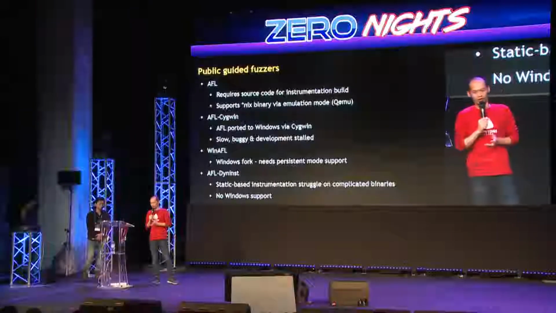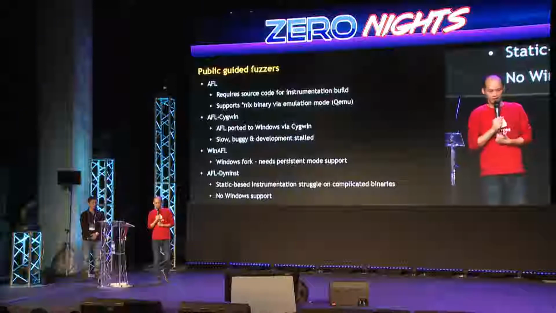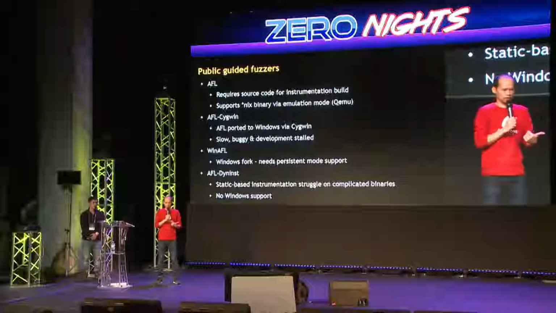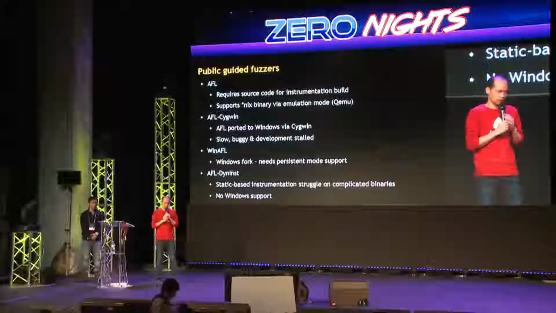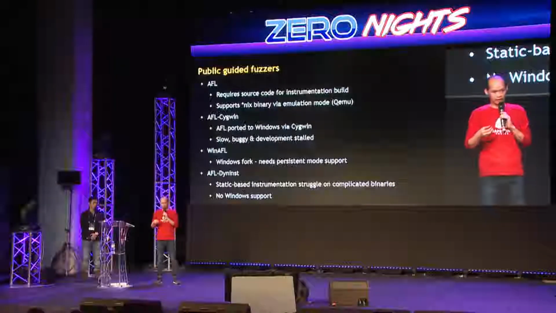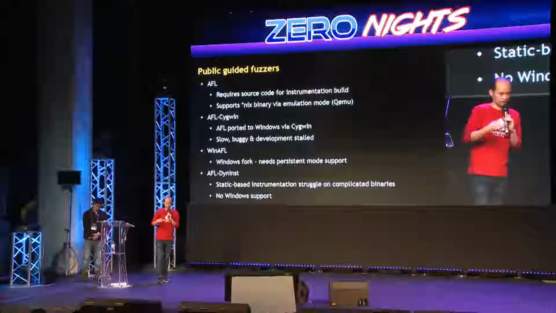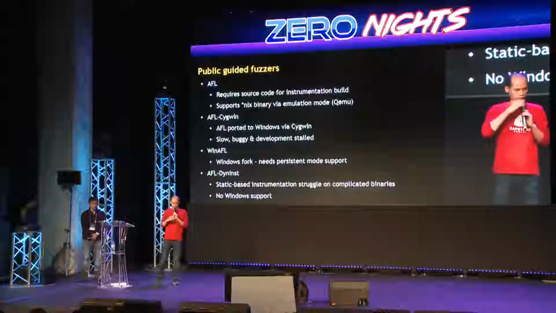And in case you don't have source code, AFL also supports binary fuzzing. So in case your program is a Linux binary, AFL has an emulation mode, which uses QEMU inside to emulate the binary. So AFL can actually find bugs in Linux binaries.